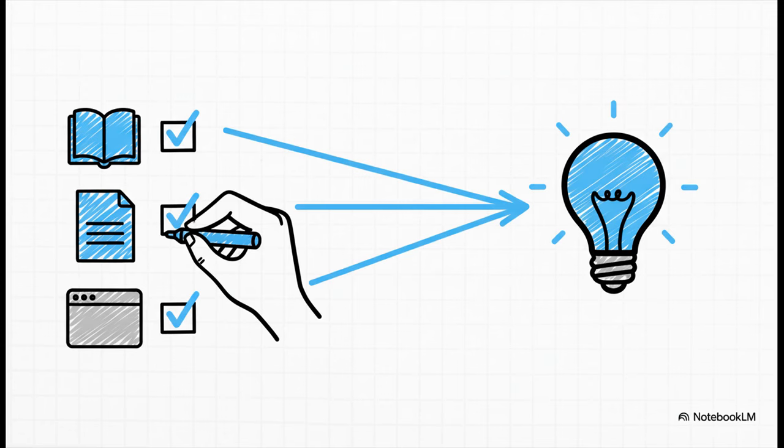Next up, always remember that you're in the driver's seat. If you have, say, 50 sources loaded up, but you only want to ask a question about 3 of them, just use the little checkboxes next to each source. This tells the AI exactly where to focus, and you'll get way more precise answers.